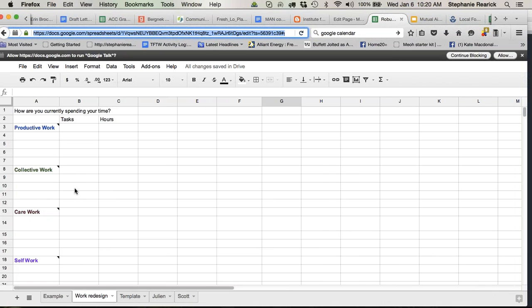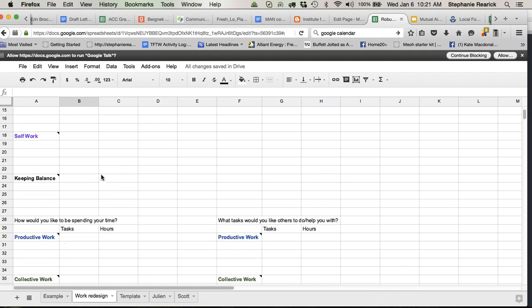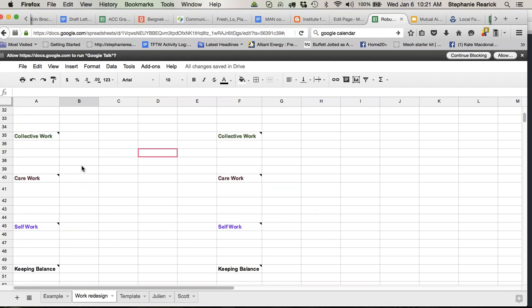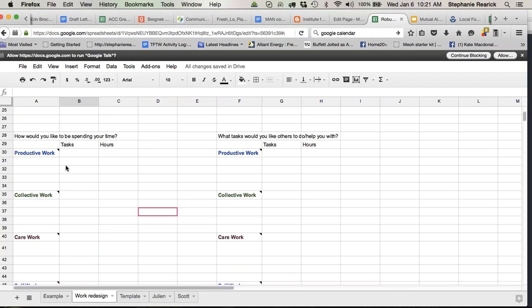So what we thought we would do is step through. I'll just describe what we were thinking about doing. I talked this over with Chris yesterday, and if anybody feels like it'd be easier for you to start with a different starting point, or you have questions before we begin, let me know. So we thought we would start with the work redesign. How are we spending our time now? How would we like to be spending our time?